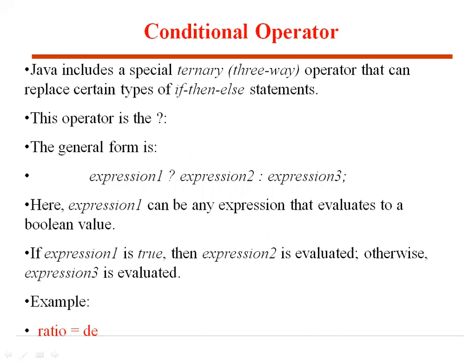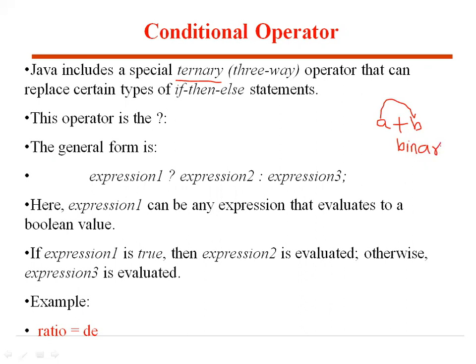Then next we have a special operator called the conditional operator, which is also called the ternary operator. See here, we have used arithmetic operators like a plus b. This plus operator requires how many operands here? It requires 2 operands. So that's why this is called a binary operator.